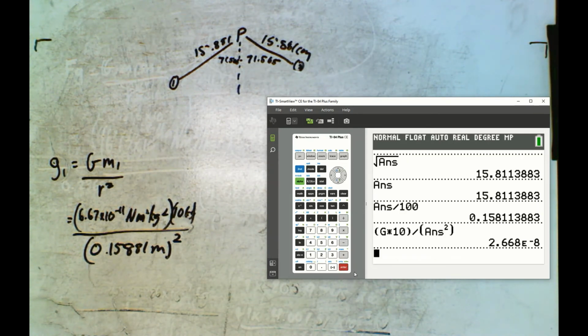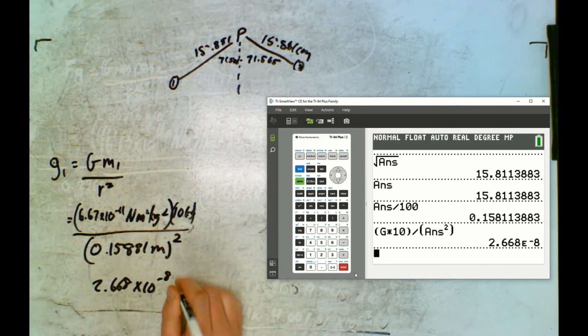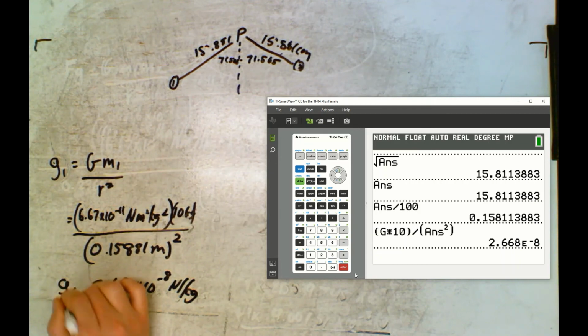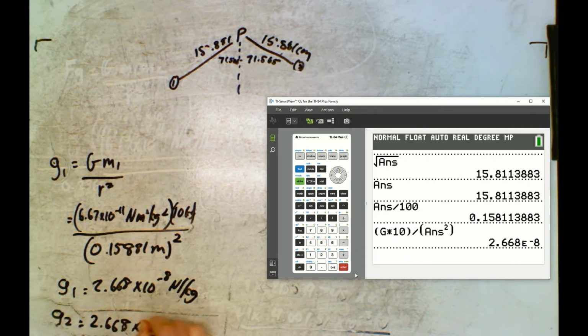There we go. So that's our gravitational field from G1, which is 2.668 times 10 to the negative 8 newtons per kilogram or meters per second squared. We can give them both. And this one's the same mass, the same distance away. So that's actually what G1 and G2 are. They're the same thing. They're going to be 2.668 times 10 to the negative 8 newtons per kilogram. Okay.